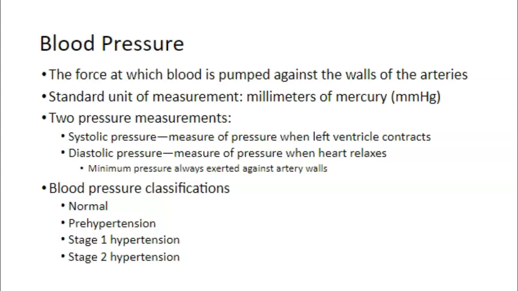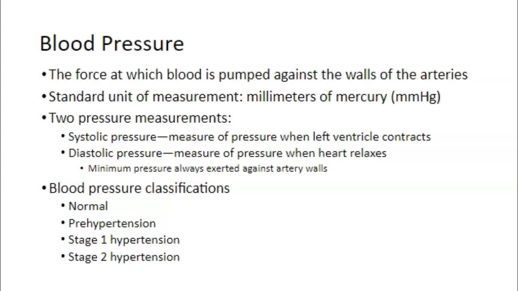And so when we're looking at a blood pressure, we're looking at two different measurements. There's a systolic pressure and a diastolic pressure. The systolic is usually the top number, and that's a measurement of pressure when the left ventricle contracts. The left ventricle is, remember, the part of the heart that has to pump the blood throughout the entire systemic circulation. And so our systolic pressure is the measure of that when the ventricle contracts.